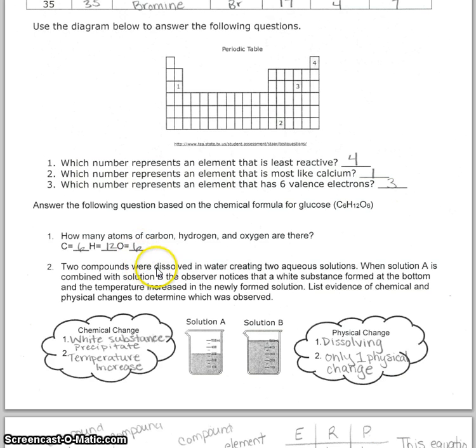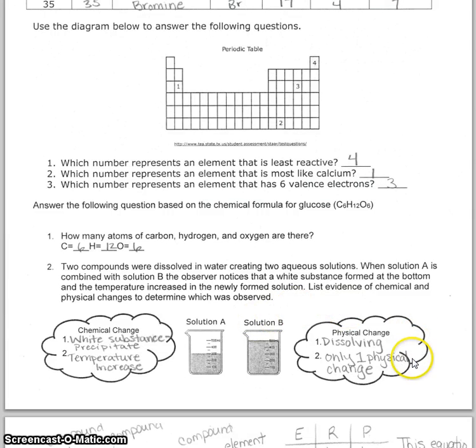If 2 compounds were dissolved in water, creating 2 aqueous solutions, aqueous just means that it's dissolved in water, and that's what they did. They took 2 substances, dissolved them into water. When solution A is combined with solution B, the observer notices that a white substance formed at the bottom and the temperature increased in the newly formed solution. List evidence of chemical and physical changes to determine which was observed.